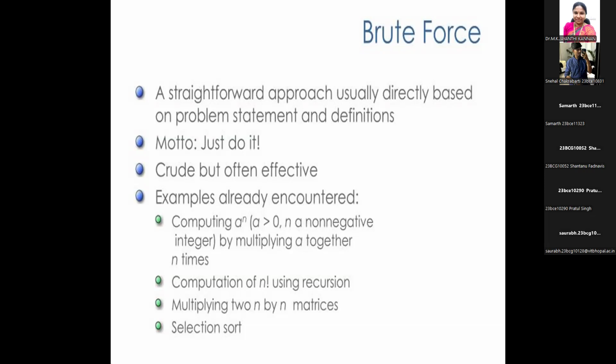If you expand the problem and if you say this is the problem, what is the alternative, or in general how you are solving. Then if you define the problem and write down the solution steps, you will get the answer. The motto is just to solve the problem using some logic. Crude but often effective.